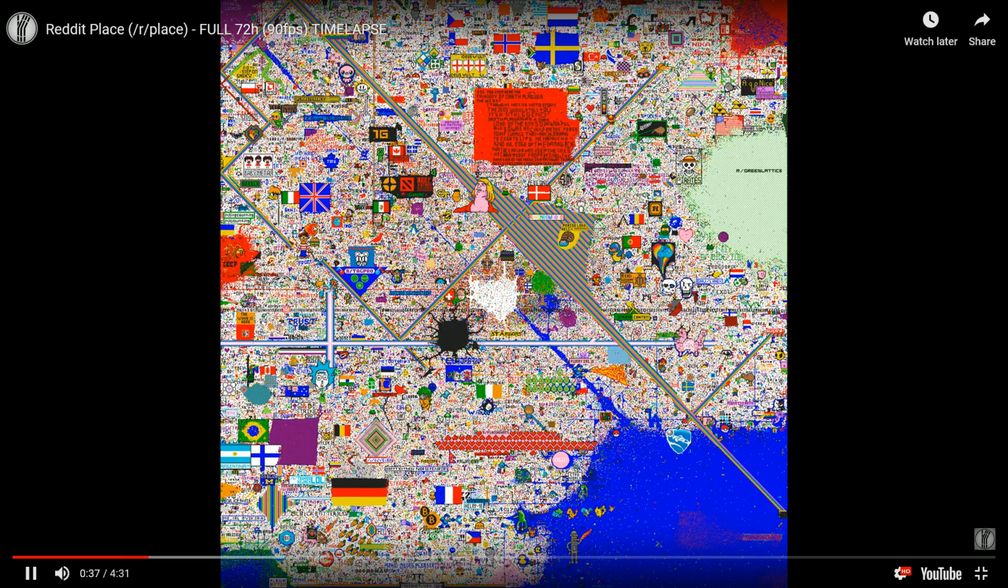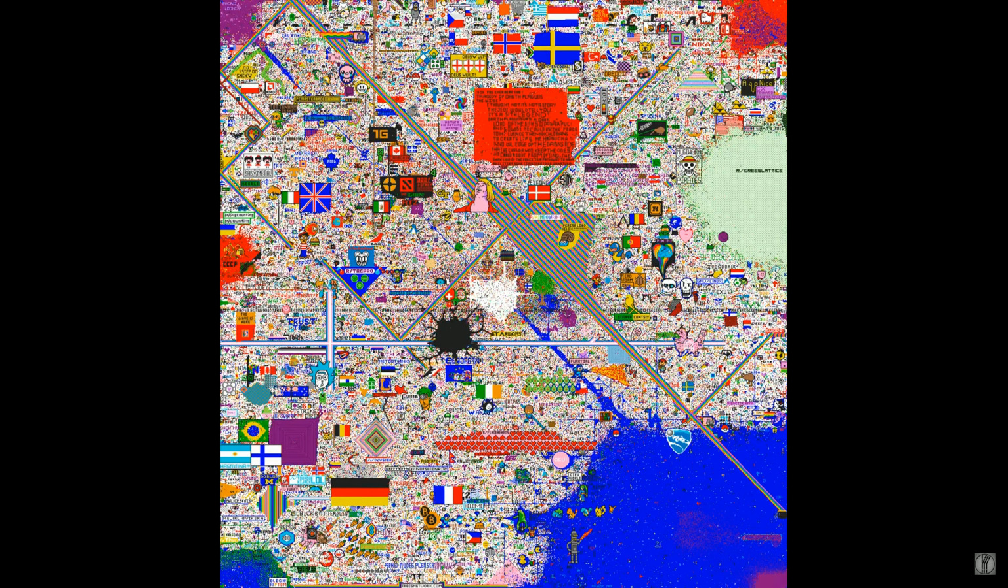You can see a bunch of flags starting to grow. And a bunch of logos. It's a Radiohead logo. There's a Canadian flag. There's the Dota flag, Dota logo. So you can see a lot of logos. You can see the whole thing developing over 72 hours. I'm going to play it one more time.